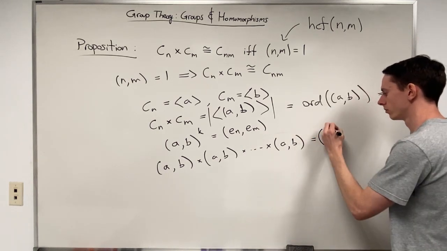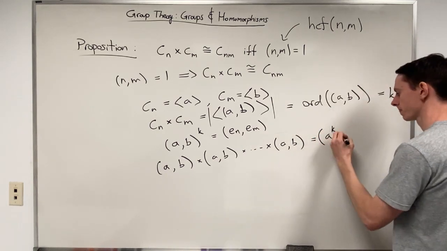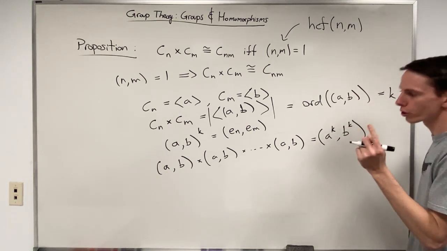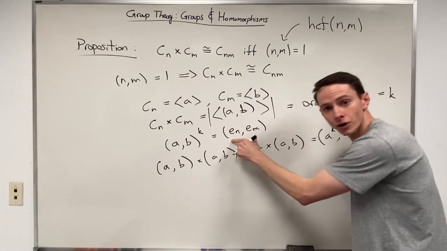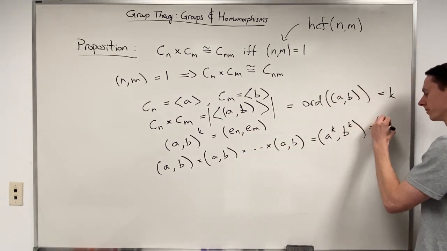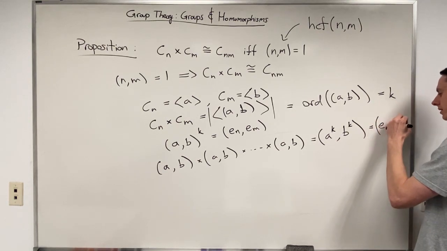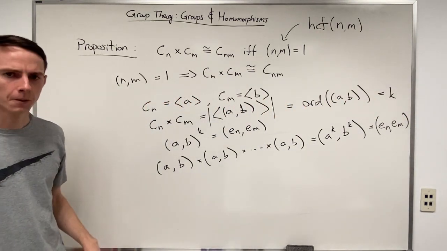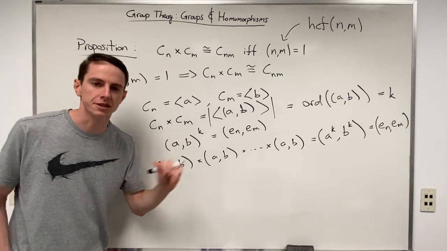So if we were to take this direct product k different times, what this is just going to equal is a raised to k different times, and then b raised to k different times. And if the order of this element is k, that should equal this right-hand side. So (a to the k, b to the k) should just equal the identity element from the first and the identity element from the second. Okay? Hopefully this step makes sense.